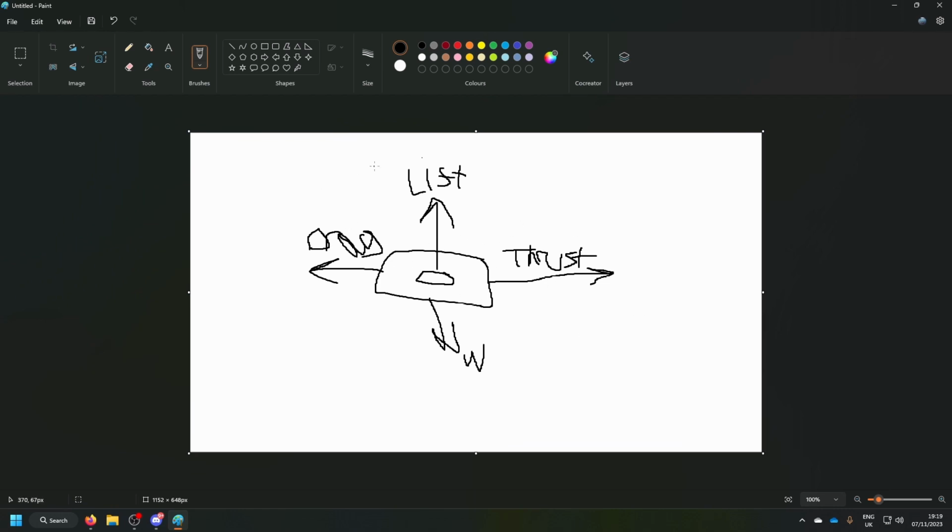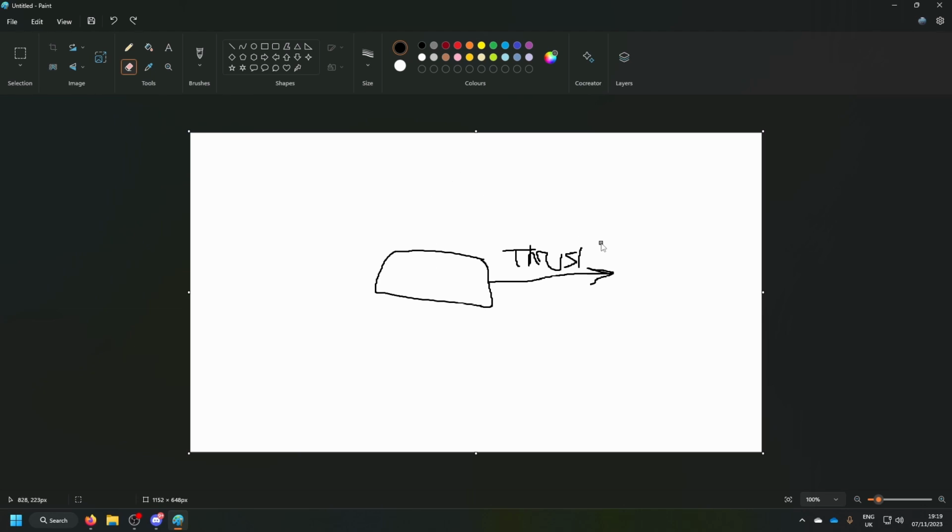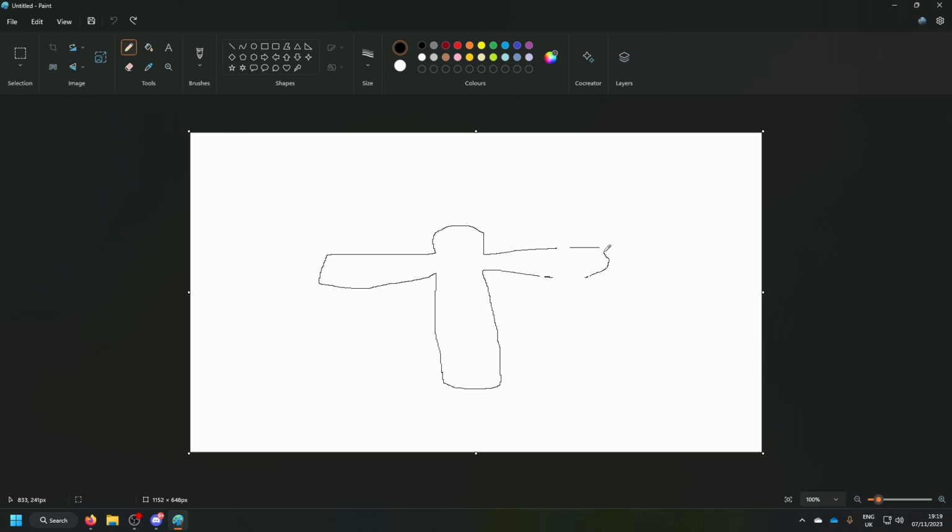So this is what we need to do. We're going to make a plane shape with some wings. We're going to make it pretty light, I don't know how light. We're going to have the wing sort of this shape, something like a cross, and then have a propeller on the front and some tail on the back.